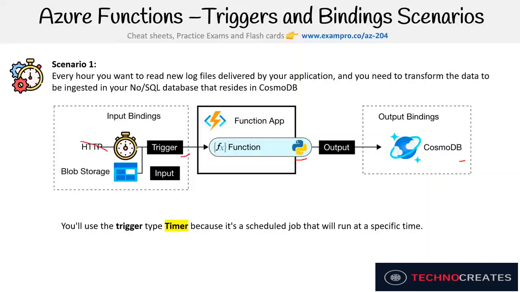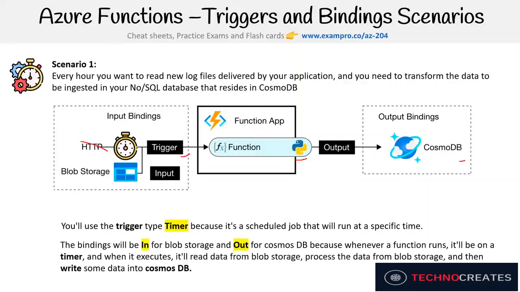But you use a trigger type timer because it's a scheduled job that will run at a specified time. The binding will be in for the blob storage and out for CosmosDB, because whenever a function runs on a timer, it'll read data from blob storage, process the data, and then write some data in CosmosDB. So the key thing here is that this runs on a schedule. Even though it's there, you're not invoking it like with an API request. It's just invoked on schedule.